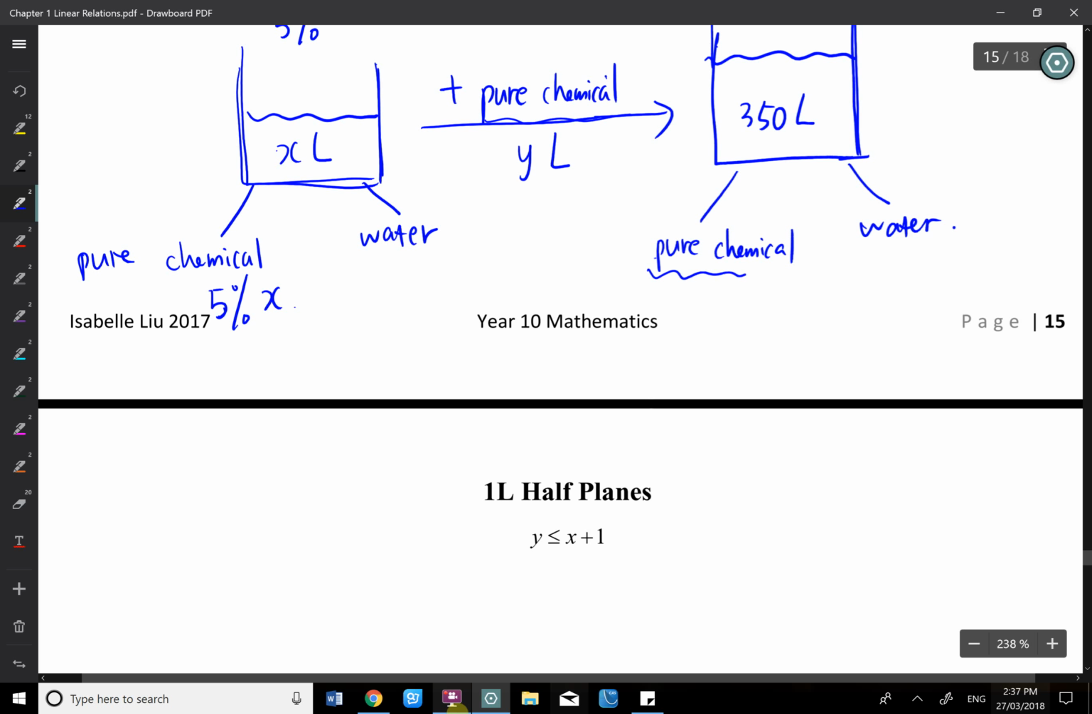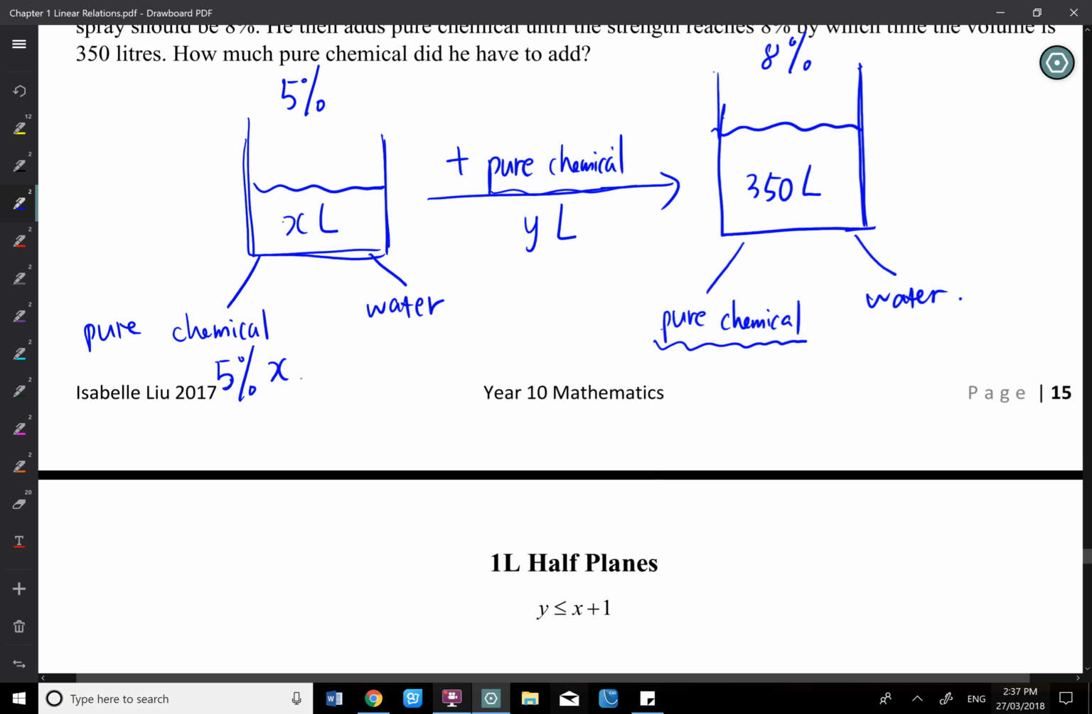Then how much pure chemical is in the second bottle? 8% is the percentage. 5% of X plus Y is the pure chemical that will be in the second bottle, right? Because in the first bottle we have 5% of the original volume, plus the Y liters we added. That's the total chemical we should have there. Alright.